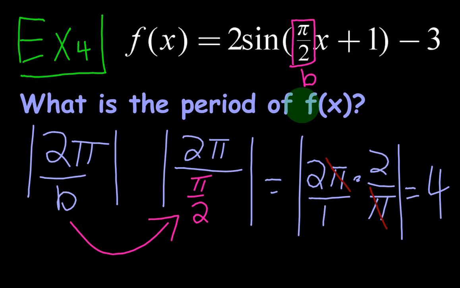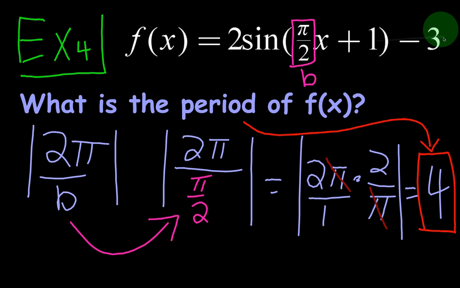Therefore, our period for the function, let's do red this time, the period is going to be 4. It's going to take 4 units for the graph to repeat itself. Now again, I'm going to visually show why that is. We're going to see the 2, the 1, and the negative 3 have nothing to do with the period, and then in fact it is 4.